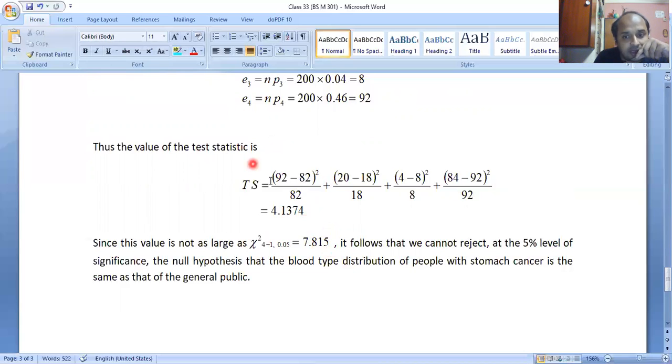If I compare these two values, as per the rule given, the calculated value is much less than the tabulated value, and we cannot reject our null hypothesis. We conclude that at 5% level of significance, the null hypothesis holds, that the blood type distribution of people with stomach cancer is the same as that of the general public. So this is the preliminary class, and I have discussed the preliminaries of the chi-square distribution. In my next class, we shall deal with the chi-square test statistic with some other problems and some other types.